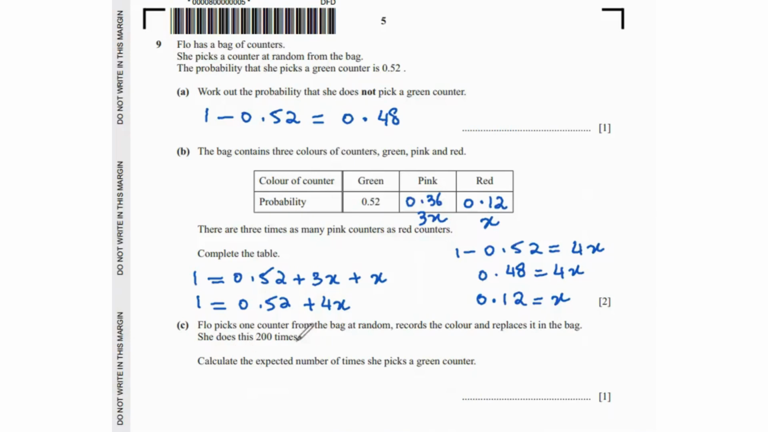Then it says Flo picks one counter from the bag at random, records the color, and replaces it in the bag. She does this 200 times. Calculate the expected number of times she picks a green counter. To find the expected number, we always multiply the probability with the number of times an event is happening. So 0.52 times 200 gives us 104. That's the expected number of times she can get a green counter.